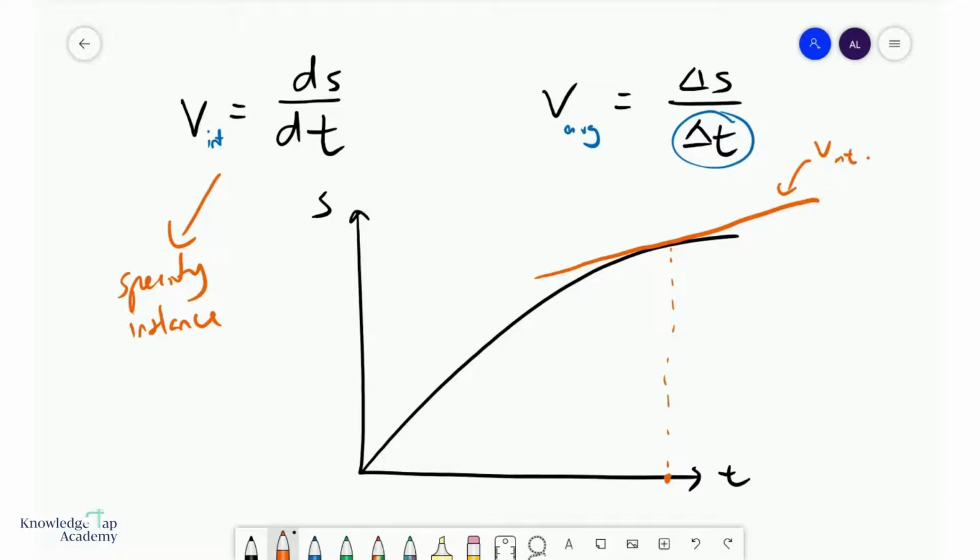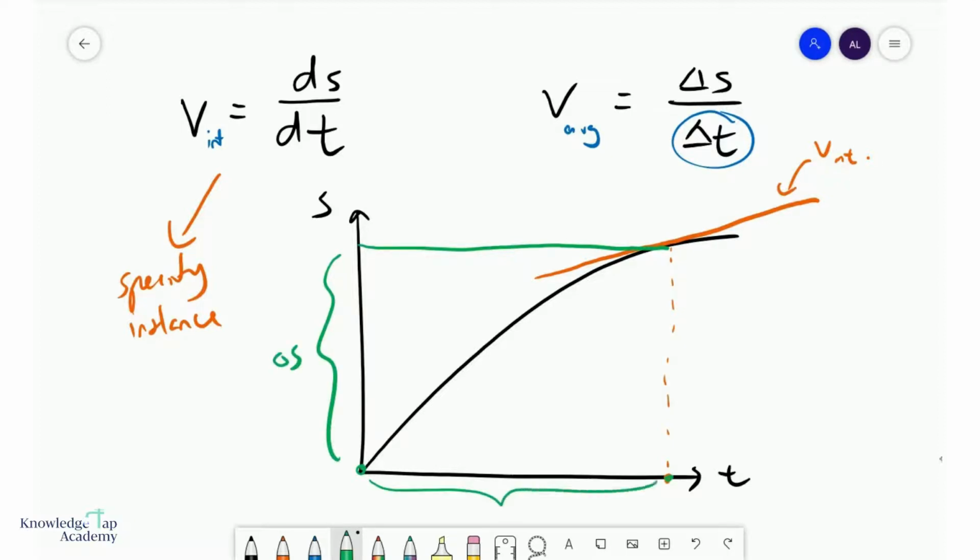Now, what about average velocity? For the average velocity, I have to specify a time interval. So I could say, what is the average velocity from start to this point? In which case, you take the total change in s, which is this, delta s, and the total time interval specified, delta t, and you simply divide them. In essence, you're finding the gradient of this green line over here.